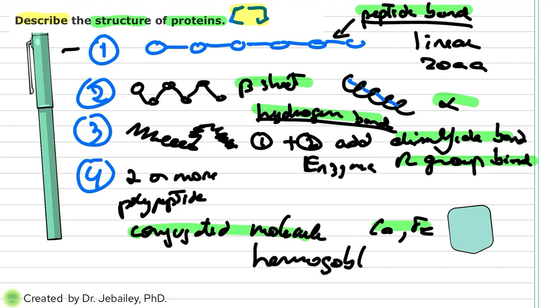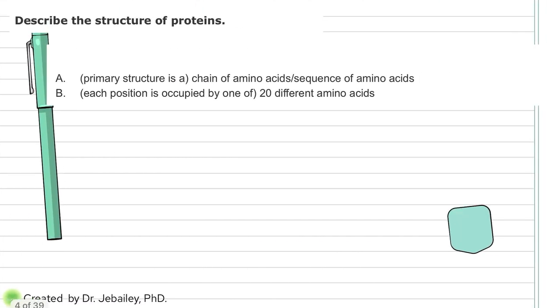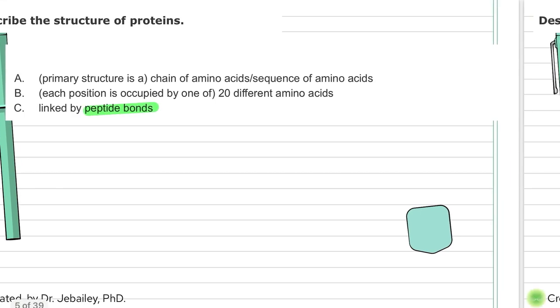Now, I know this is more like HL content, but I have sometimes seen it fall on SL by mistake. So I always make sure my SL students know structures 1 through 4 of a protein. So let's look at the mark scheme. The first thing we have is the primary structure, as we have mentioned. As you can see here, it is a chain of amino acids. The second thing is the position of why there are 20 different amino acids. Third is linked by a peptide bond, as we mentioned.